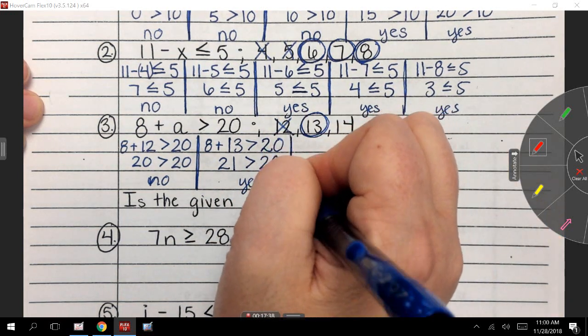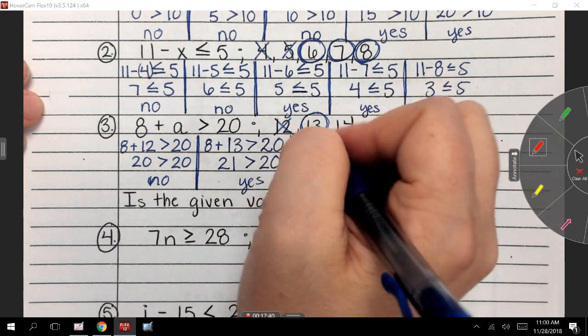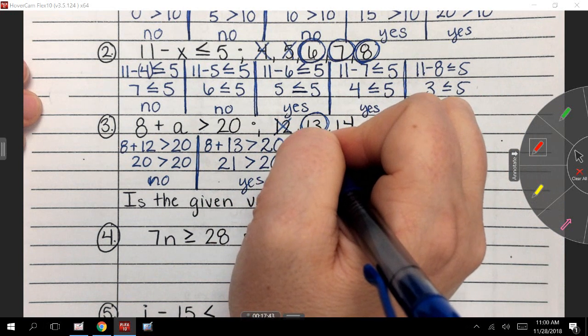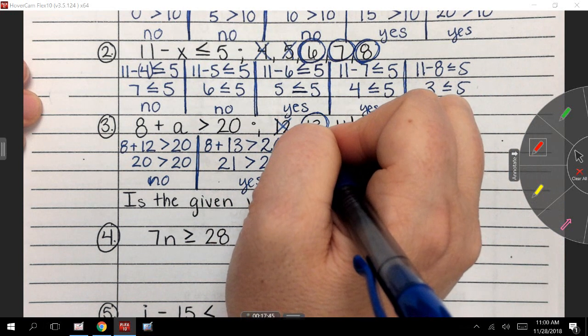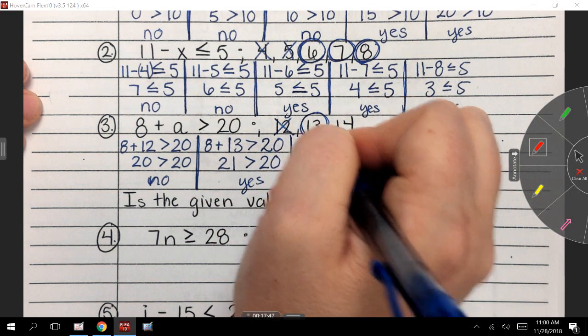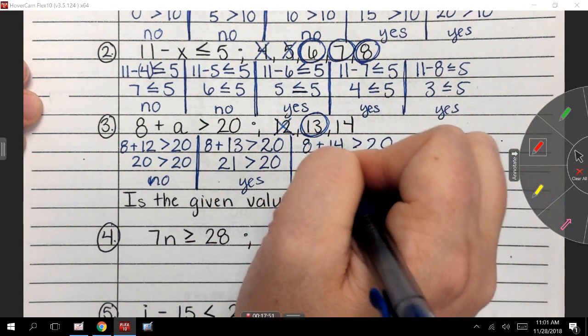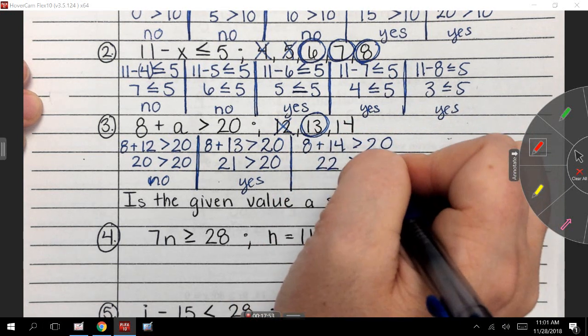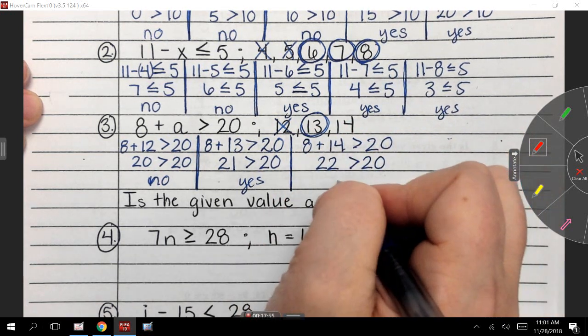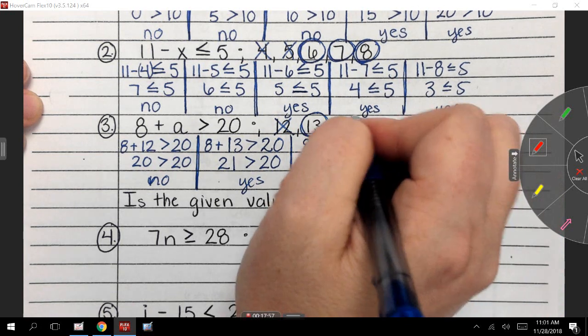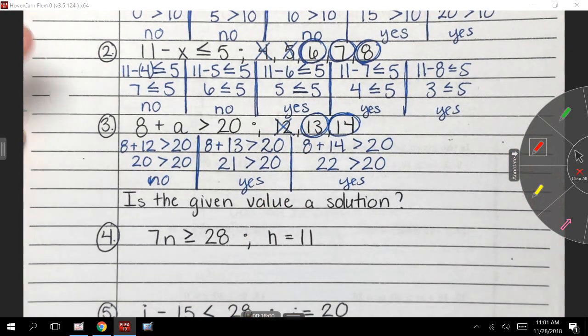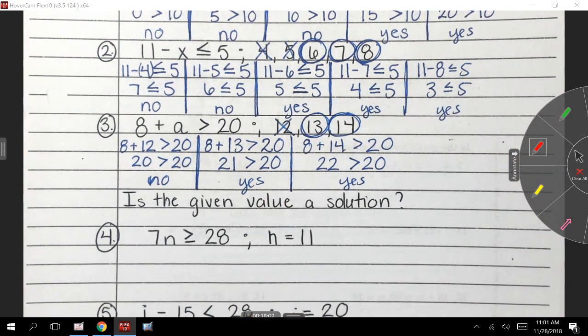Okay, next one. The next one, Javon. So, 8 plus 14, and the alligator sign is 20. And 8 plus 14 is 22. All right, and then we still have the alligator sign and 20. And is that one true? Yes. All right, so easy. They just have a lot of writing, right?